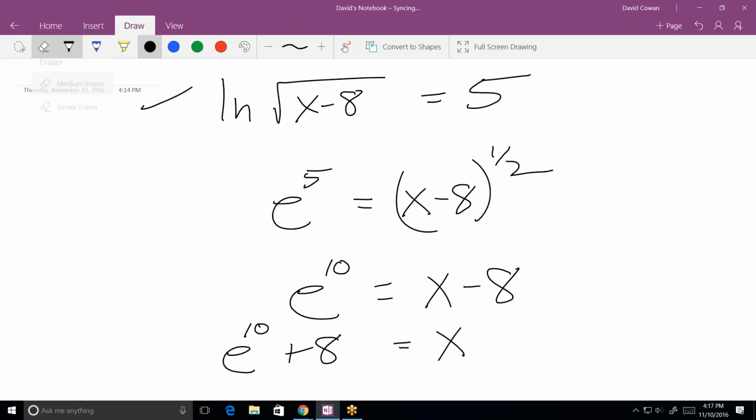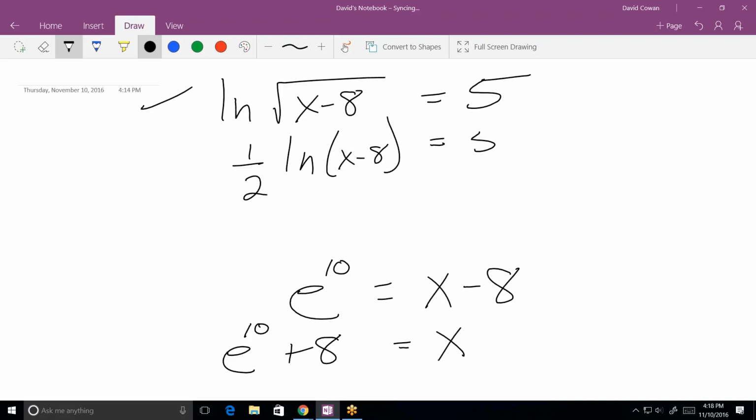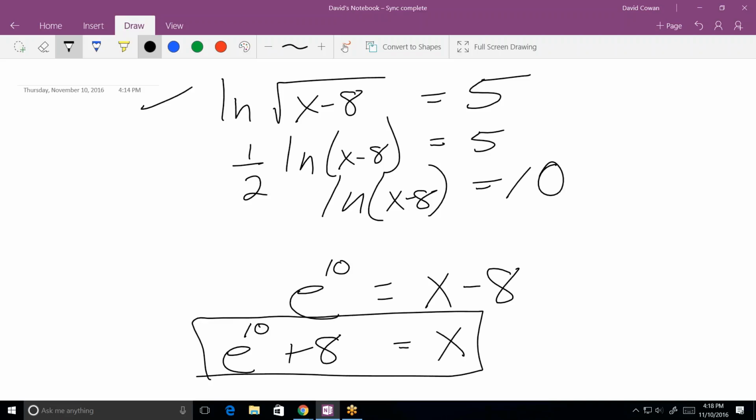Now, let's go back and do it another way. If I wrote natural log of x minus 8 to the 1/2, then I could put the 1/2 over here, right? That's the same thing, haven't changed anything. Now multiply both sides by 2, and now apply your formula: e to the 10th equals x minus 8. And then you get the same answer.